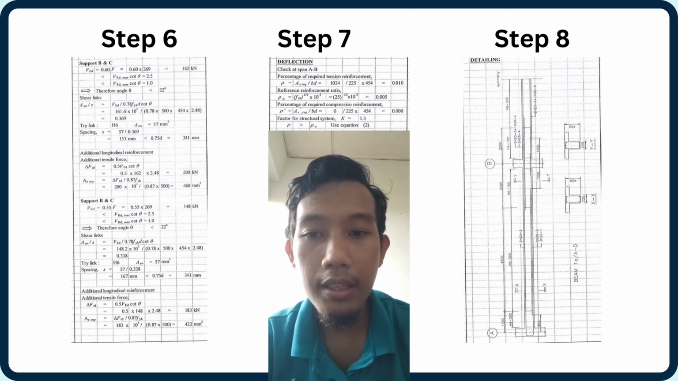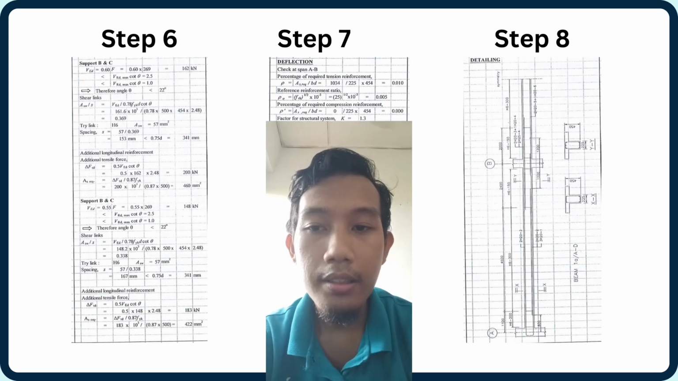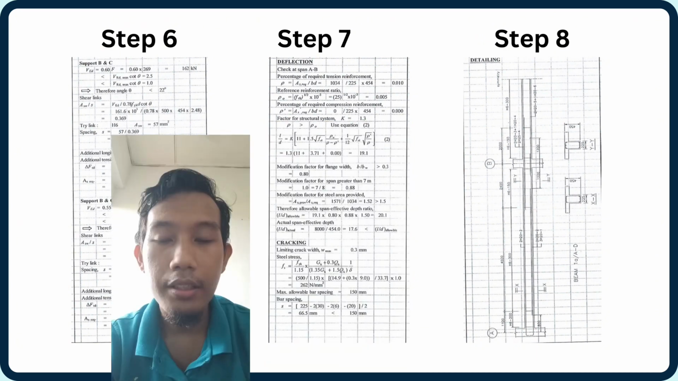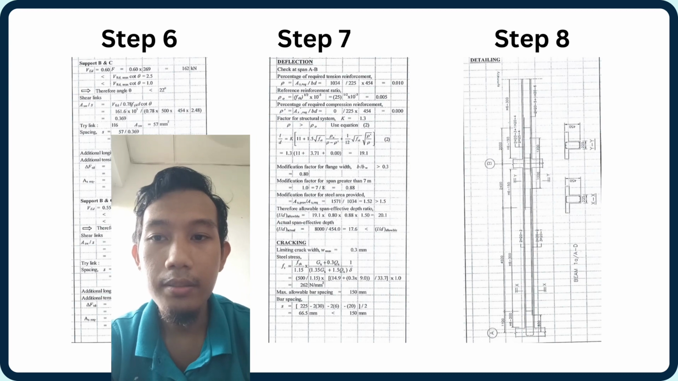For spacing, S is 167 mm, smaller than 0.75D equals 341 mm. For additional tensile force, FTD equals 183 kilonewton. For AS rec is 422 mm square. And then for step 7, deflection.